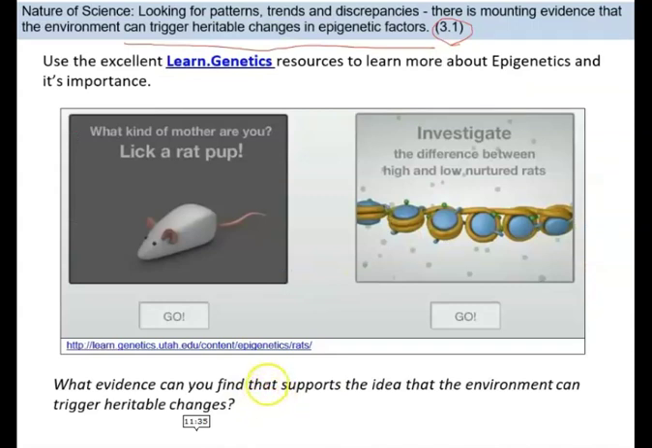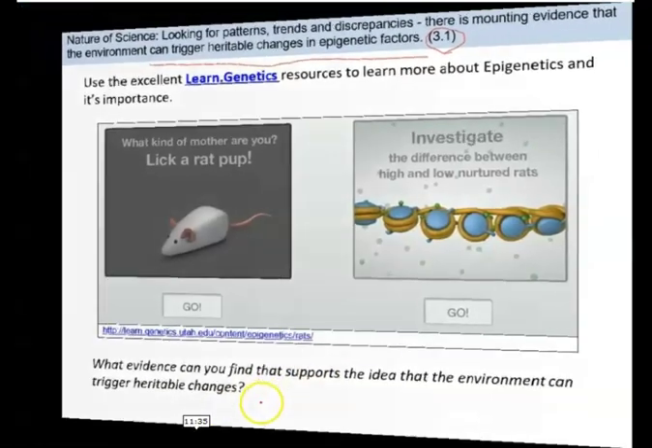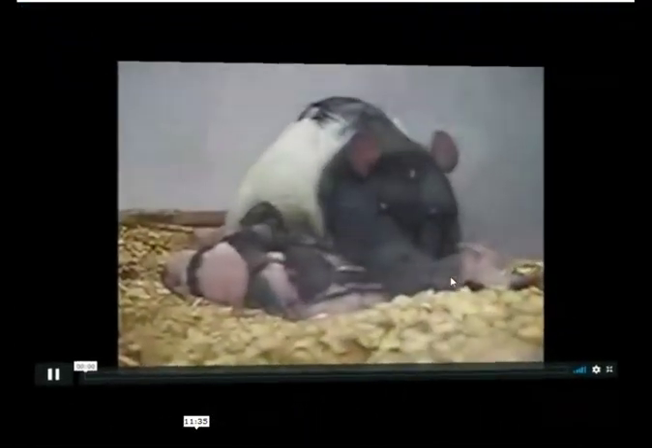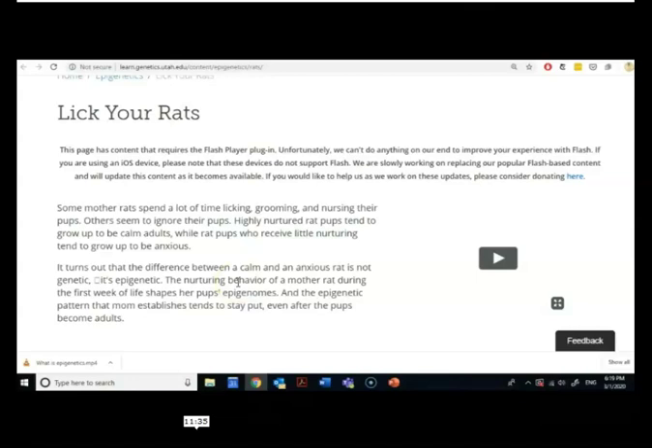Before I move to that slide, can you read this question, think about it, and pause the video? What evidence can you find that supports the idea that the environment can trigger heritable changes? Investigation or research which is called Lick Your Rats. You need to pause the video and read the text by yourself.